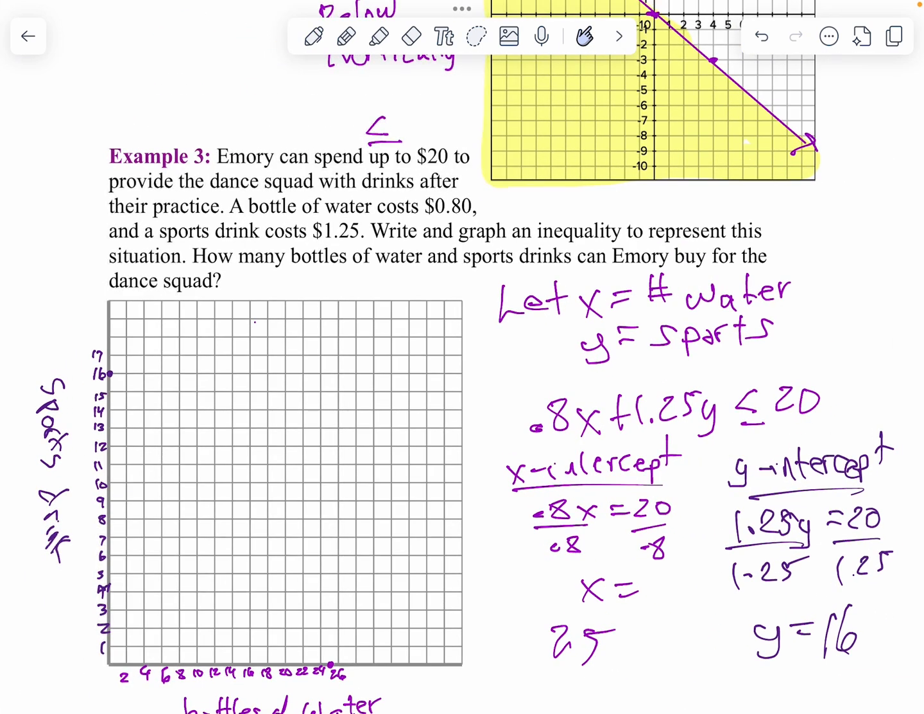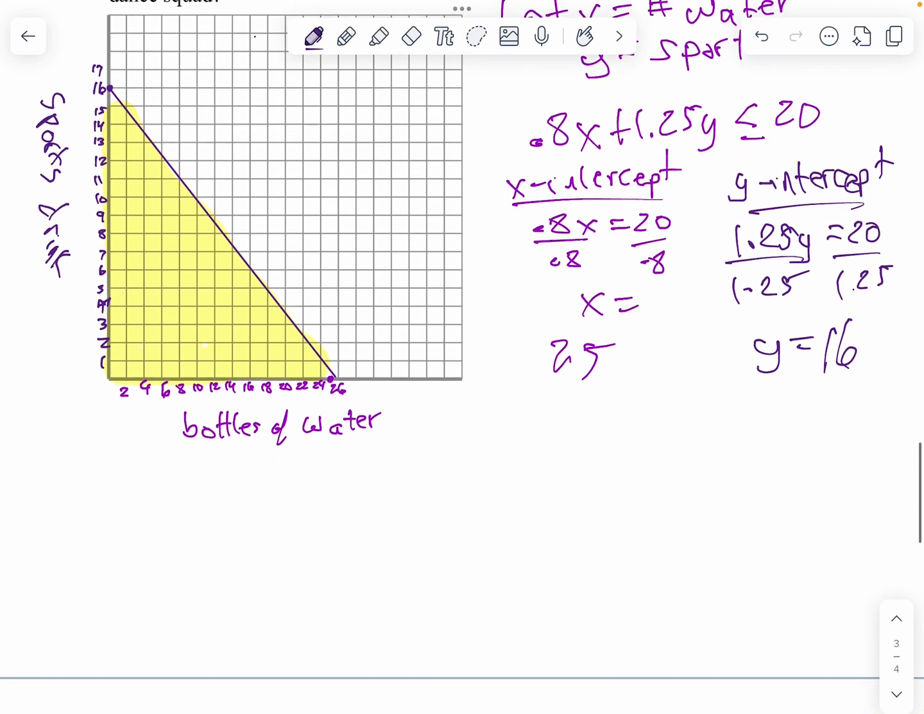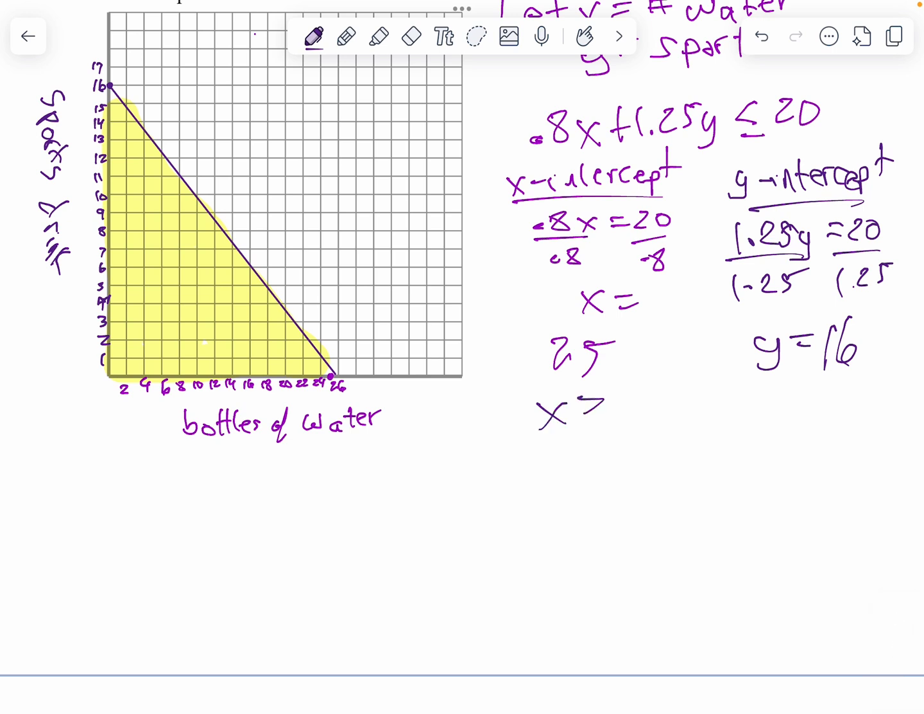And since it's less than or equal to, I'm going to draw a solid line. And then I'm going to shade beneath that. Now, notice I stop because can I have a negative number of bottles? No, I can't. So when you do your assignment, they might say you've also got to graph x is greater than or equal to 0 and y is greater than or equal to 0. But when we're doing it just on paper, we can see what we need to graph.